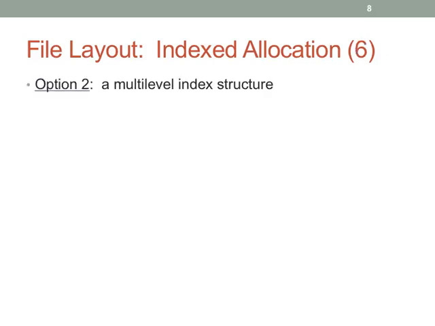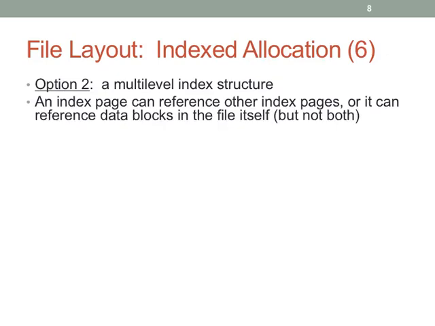Second option is a multi-level index structure. This is the direction that everybody's moved, and it's been that way for quite a while, but I'll point out the thing that makes me confused in a moment. But the idea is that you can have index pages that refer to either blocks or other index pages or some combination depending on the needs. Okay?